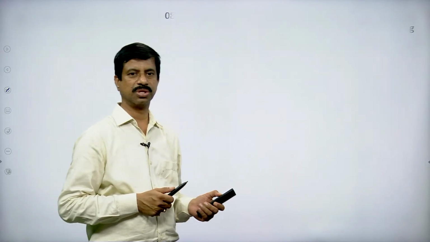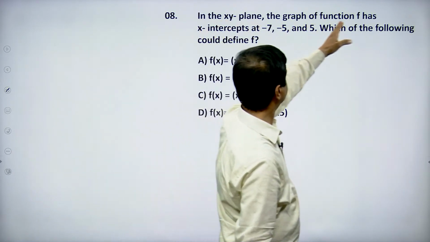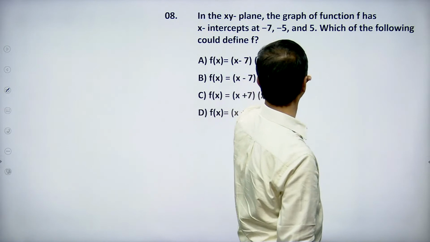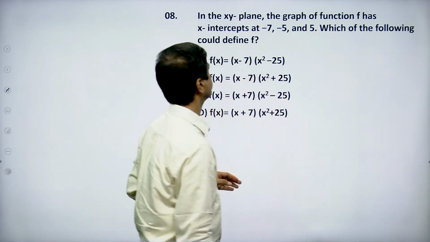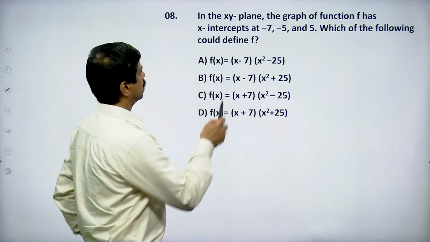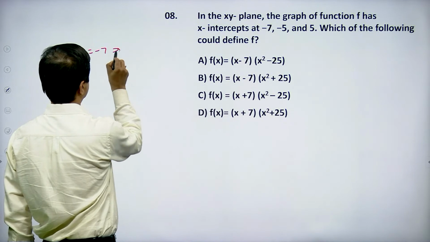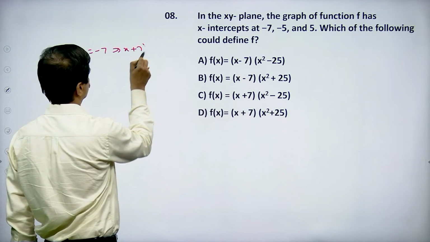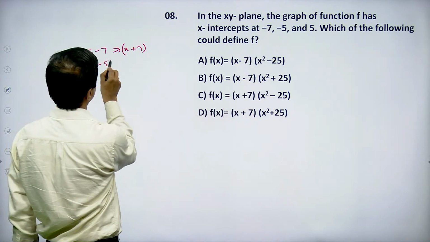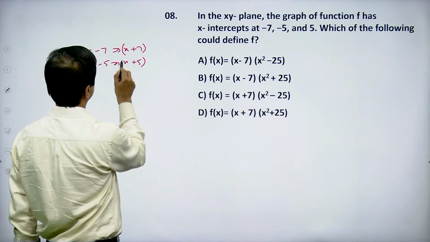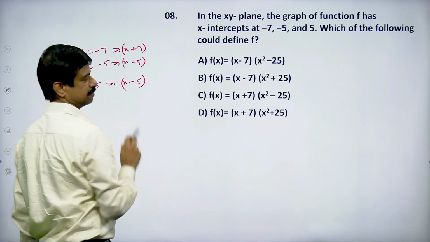Okay, so let's go to the next question. In the xy plane, the graph of function f has x-intercepts at -7, -5 and 5. Which of the following could define f? x equal to -7, this we have already discussed. When it is given like this, it implies x plus 7 equal to 0, or x plus 7 is a factor. x equal to -5 implies x plus 5 is a factor. x equal to 5 implies x minus 5 is a factor.